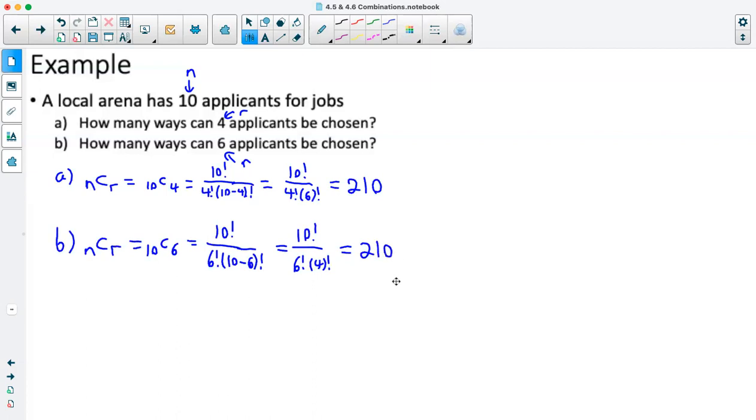So you'll notice we got the same answers. Essentially, if we take our n and subtract our r, the value we get, if we substitute it into another equation as our r value, will give us the exact same answer. And the reason for that is that how many ways 4 applicants can be chosen is the same as how many ways you can choose the 6 that are not going to get the job. So therefore, we get the same value.